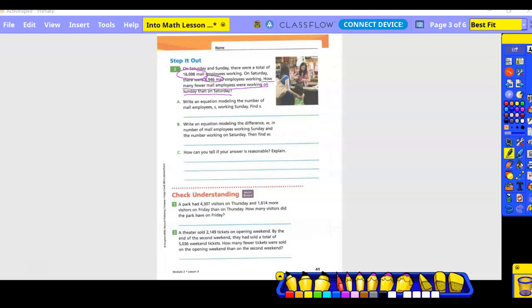So they want us to write an equation modeling the number of mall employees, and they want us to label that as S, working Sunday. Find S. So we need to decide, are we going to add, subtract, multiply, or divide? Subtract, right? So what am I going to do first? I would do 16,096, and then you told me subtract 8,946, which equals what? S, because they want S to stand for Sunday.